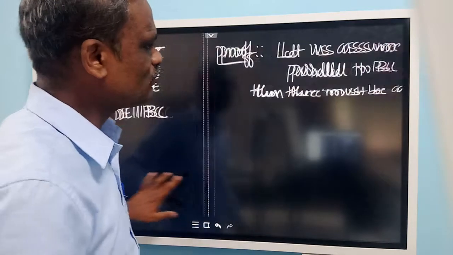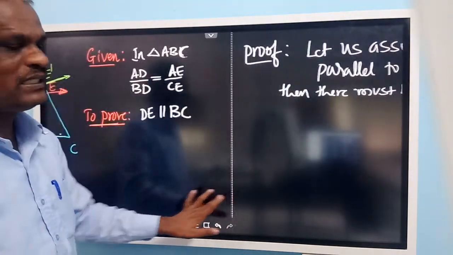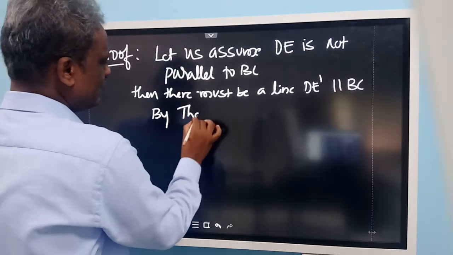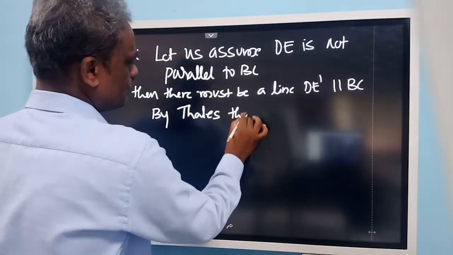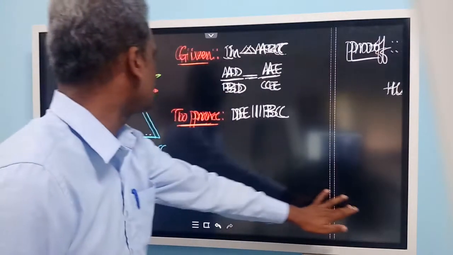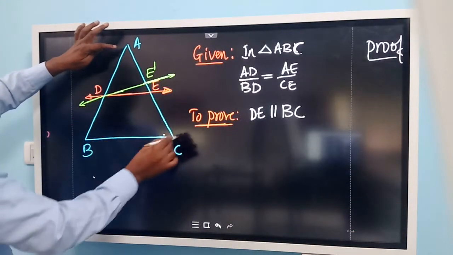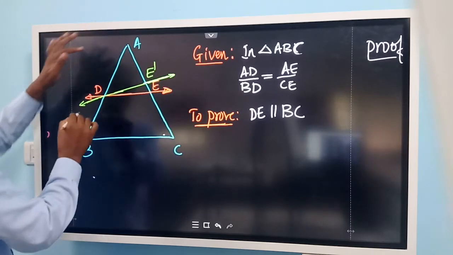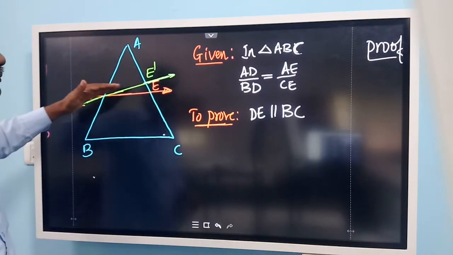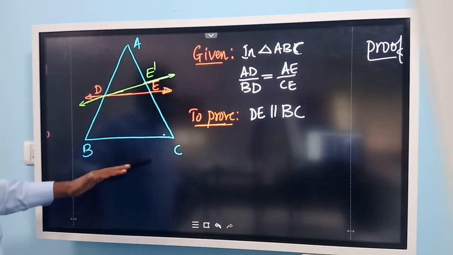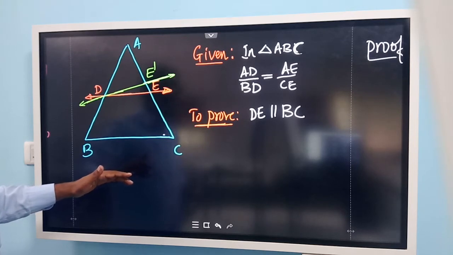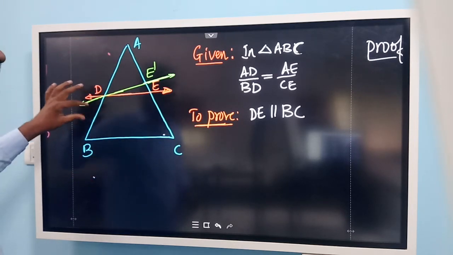Now if DE dash is parallel to BC, what does the basic proportionality theorem say? By the basic proportionality theorem, or Thales theorem, what can you conclude? In triangle ABC, I have taken DE dash parallel to BC. Apply the Thales theorem now. What is Thales? AD by BD is equal to?